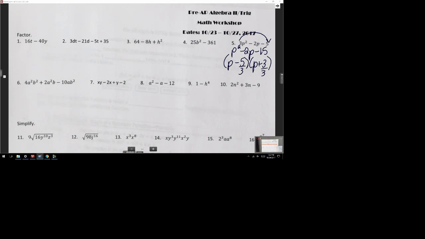3 divides 3 evenly, right? So that's easy. But this 5 does not divide by this 3. That's where the bottoms up comes in. The bottom number, 3, comes to the front. So it'd be 3p minus 5. And then 3 divides 3, so it'd be p plus 1.